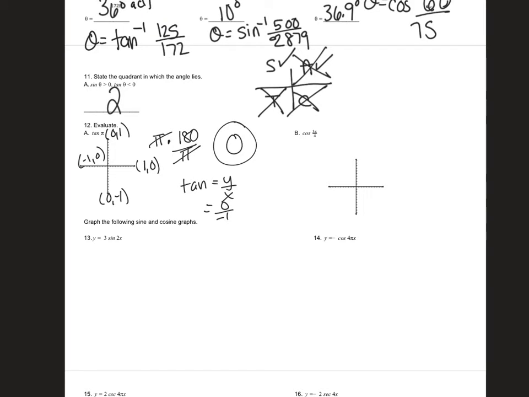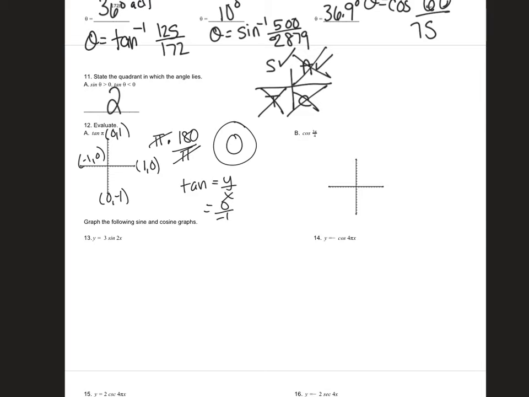Evaluate tangent of pi. So let's go ahead and change pi to degrees. So that is 180 degrees. So for this, we're going to be using points, our point system, because 180 degrees lies on the x-axis. So this is 1, 0, 0, 1, negative 1, 0, and 0, negative 1. So remember that tangent is y over x. So my y is 0, my x is negative 1, so my tangent is 0.